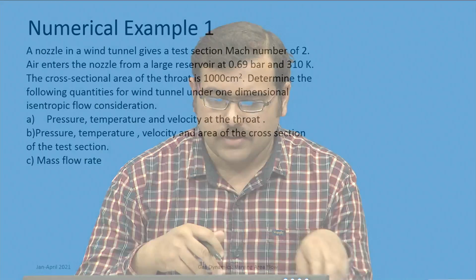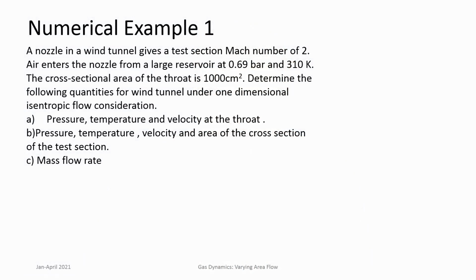So, we continue our applications of concepts of variable area ducts, shock waves, expansion waves in problems. So, here we take simple problems, not too many variety of concepts are used. A nozzle in a wind tunnel gives a test section Mach number of 2. Air enters the nozzle from a large reservoir at 0.69 bar and 310 Kelvin. Cross sectional area of the throat is 1000 centimeter square.